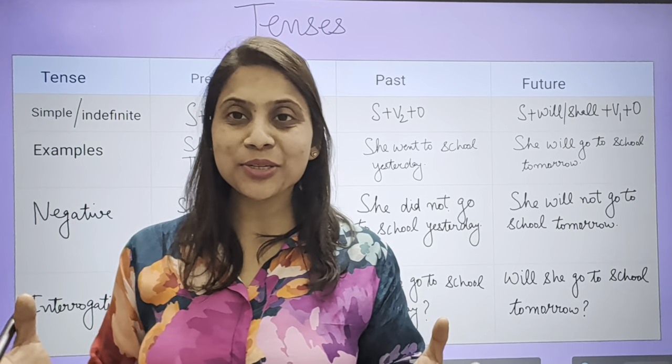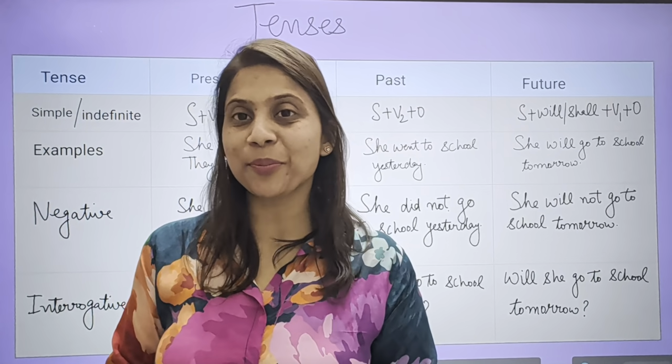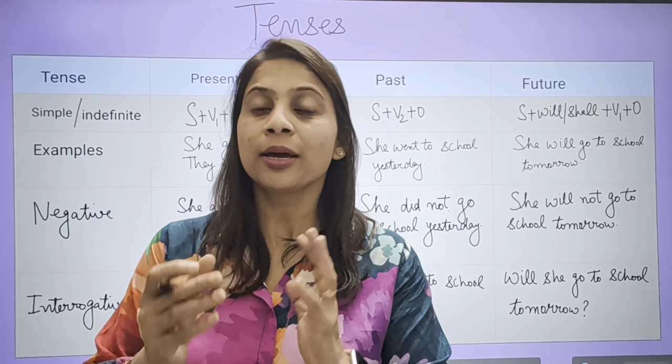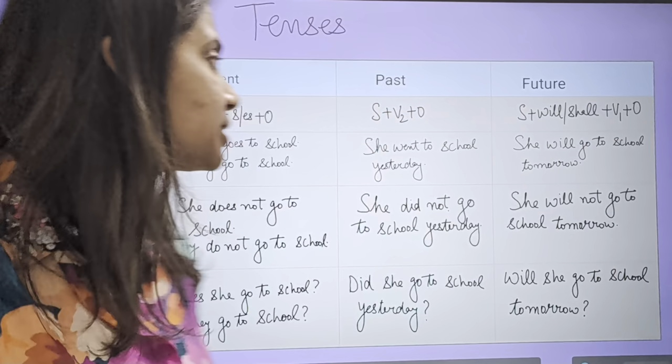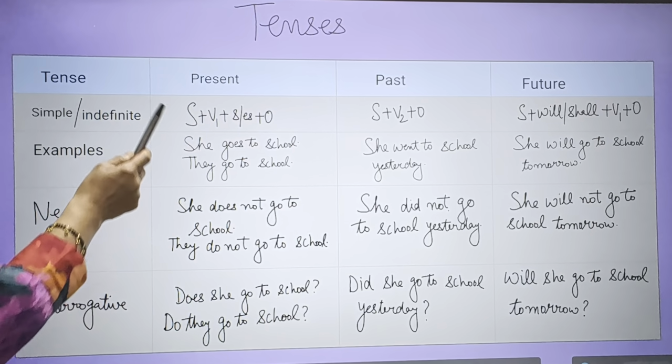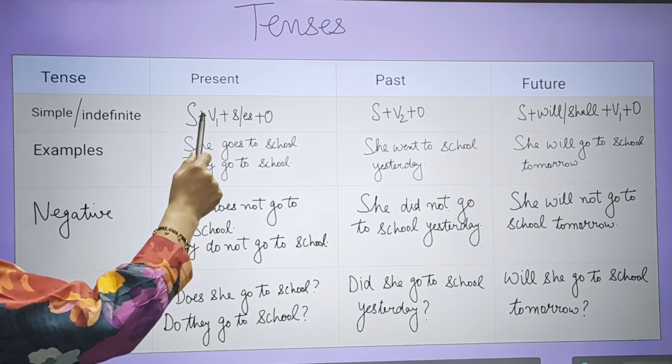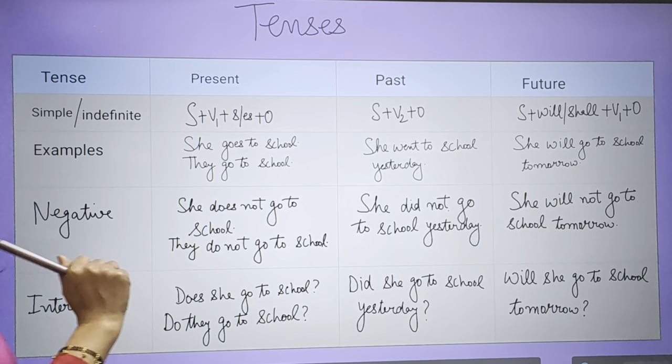Hello everyone, so here is a quick revision of simple present, simple past and simple future tense. You can call it present indefinite or past indefinite or future indefinite too. So let's start with the simple present tense or present indefinite. So it's only subject plus verb 1 plus S/ES plus object.